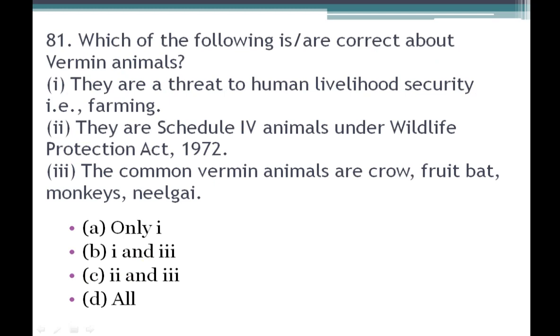Question number 81. Which of the following is or are correct about vermin animals? Number 1. They are a threat to human livelihood security, that is farming. Number 2. They are Schedule 4 animals under Wildlife Protection Act 1972. Number 3. The common vermin animals are crow, fruit bat, monkeys, nilgai. The correct answer is option B, that is 1 and 3. Statement 2 is incorrect because they are under Schedule 5, not 4.